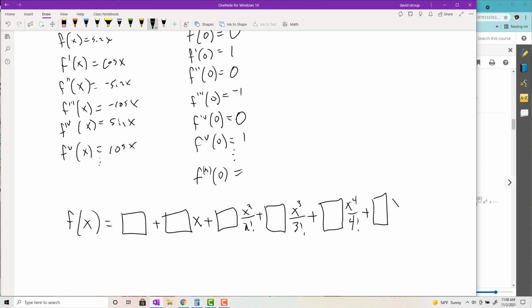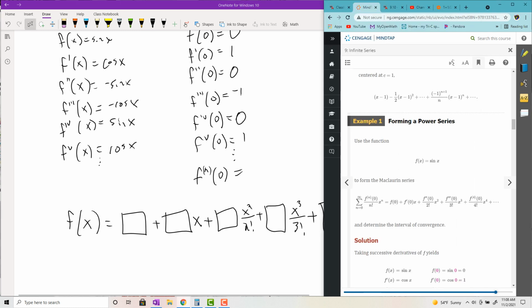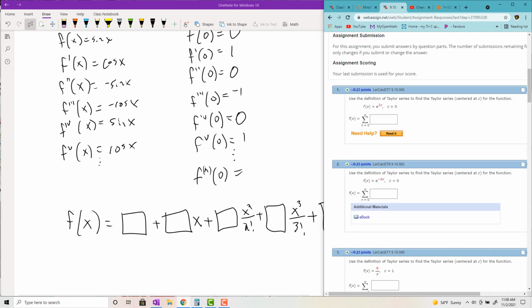Usually on my test, I'm happy if you can just give me the polynomial. I don't necessarily need you to give me the summation notation, but I think for the homework you're going to need the summation notation anyway, so you might as well.